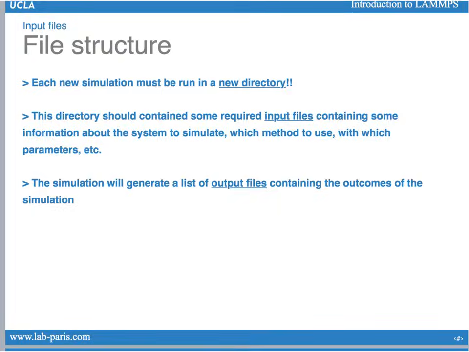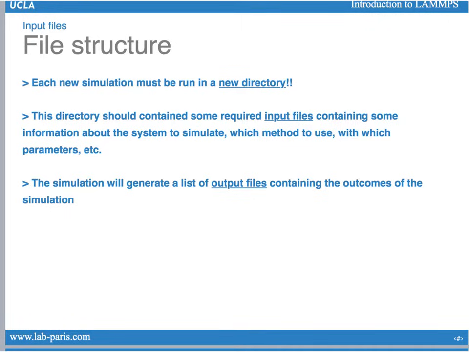The first thing that you should always be very careful of is that each new simulation should be run in a new directory. Every time you do a new simulation, even if it's a slight variation of the previous one, or even if it's a simulation that is continuing after a previous one, you should always try to run it in a new directory. The reason is that for each new simulation, LAMMPS will generate new output files, and if you run two simulations in the same directory, it's very possible that some of the output files will just overwrite the previous output files that were generated by the previous simulation.